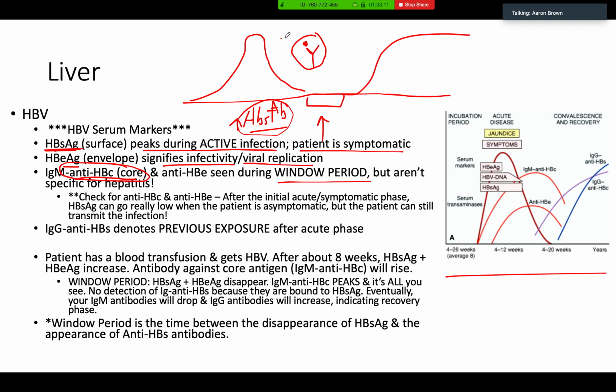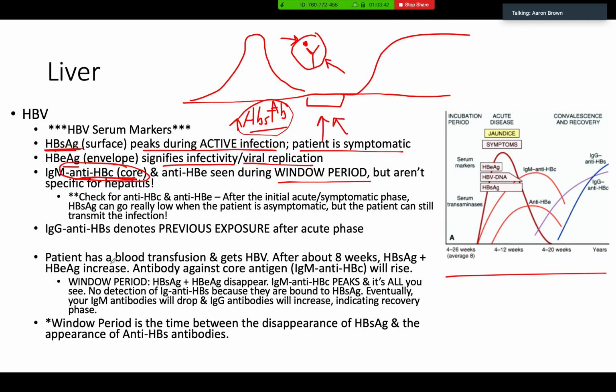Okay? They're stuck together like this. And so if we test for one, it's going to look like it's not there. If we test for the other, it's going to look like it's not there because they're all bound together. And so when you do this test during the window period, it looks like you're going to have a negative surface antibody and you're going to have a negative surface antigen because they're stuck together. If you test for either, they're both going to be negative. Okay? And so that's why the core antibody is helpful because it will be positive during this time. Okay? Good.